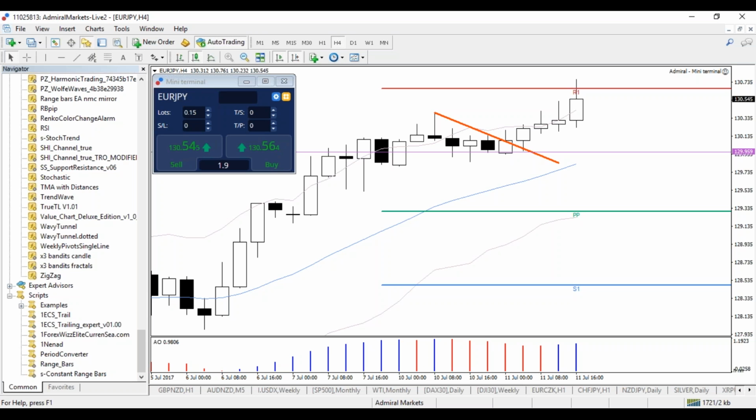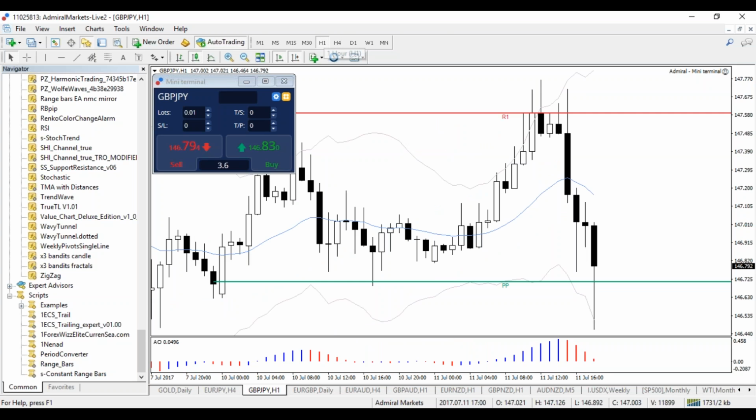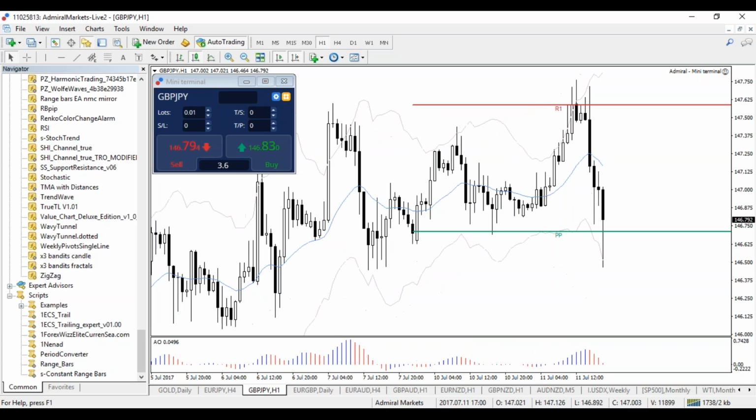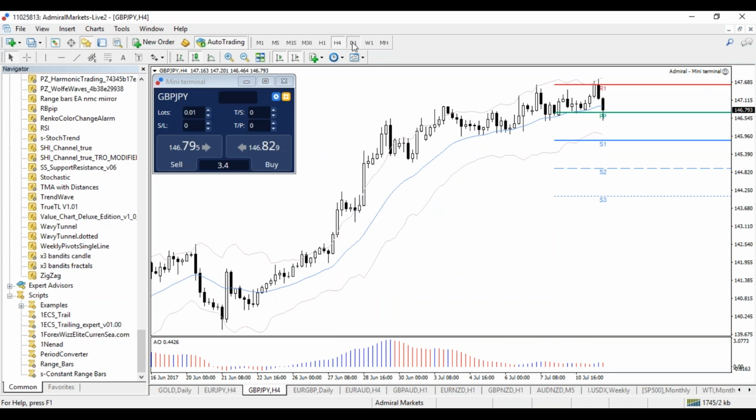Pound yen, of course, is moving a lot more to the downside because pound has moved lower. Now dollar yen is doing that, so pound yen is moving a lot more impulsively to the downside than the euro yen.